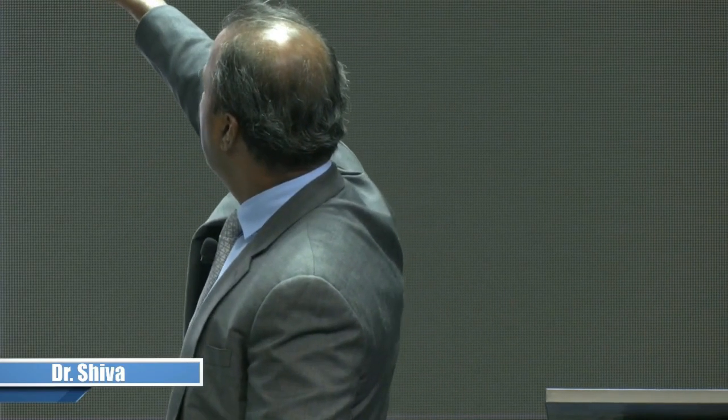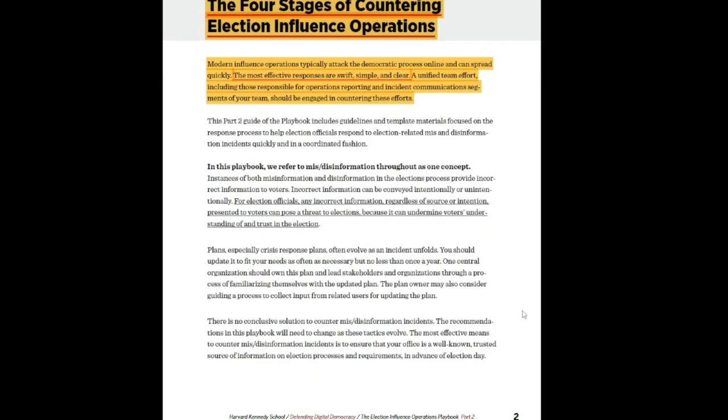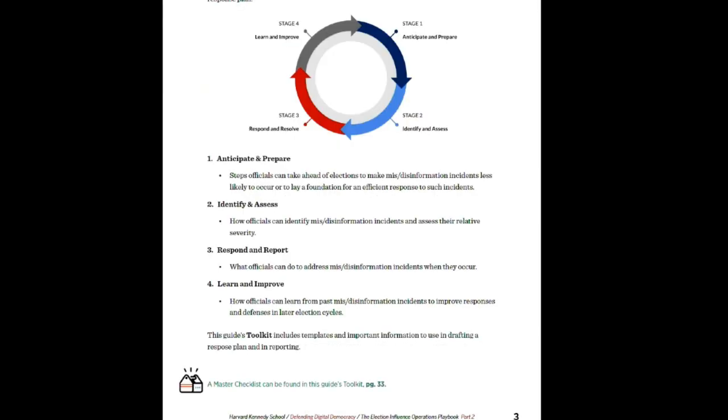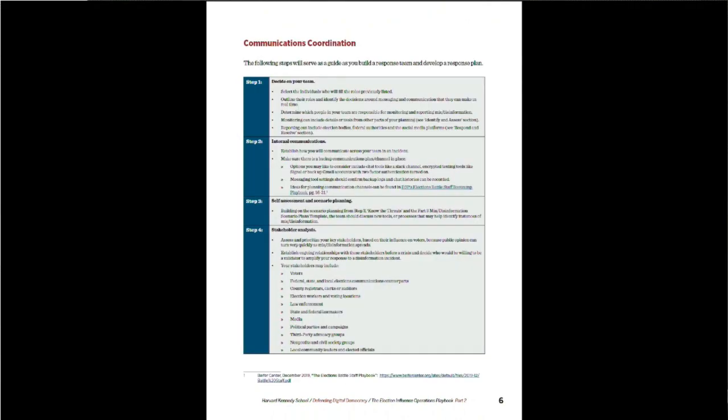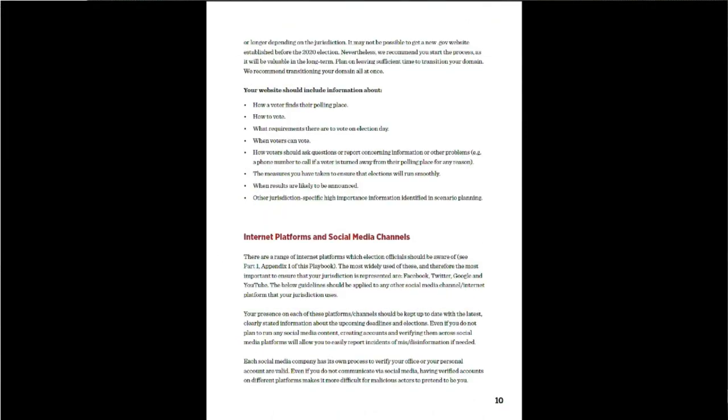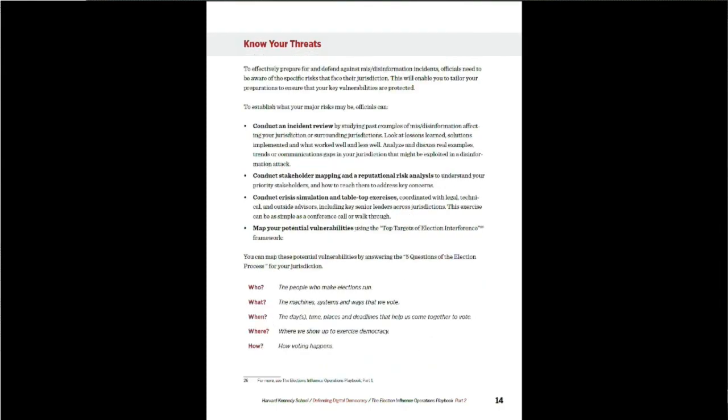There it is. Okay? Go down, Doug. So it says four stages of countering influence operations. This is not against Russia or China. This is against United States citizens. Go down, Doug. So it has a step-by-step process: how you identify, how you assess, go down to where it says high, medium, low level severity. And when you follow this playbook, I was identified as a high level severity.